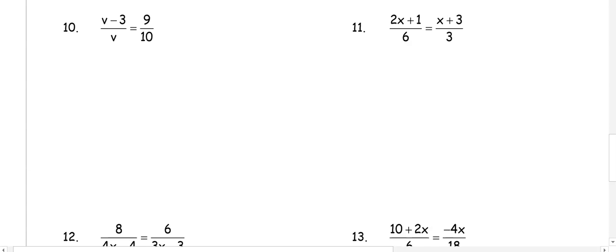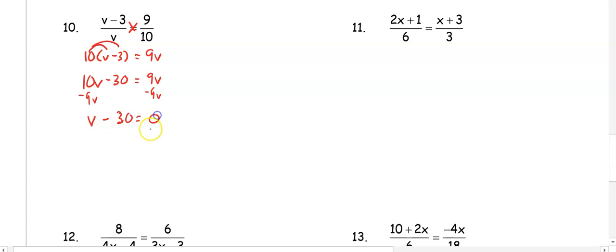So in number 10, when we cross multiply, we have 10 times parentheses v minus 3 equals 9v. We can distribute our 10, so 10v minus 30 is equal to 9v. So if we're moving our smaller variable, we can subtract 9v from both sides. So 1v, or we can just write v, minus 30 is equal to 0. So we're going to add 30 to both sides. So v equals positive 30.